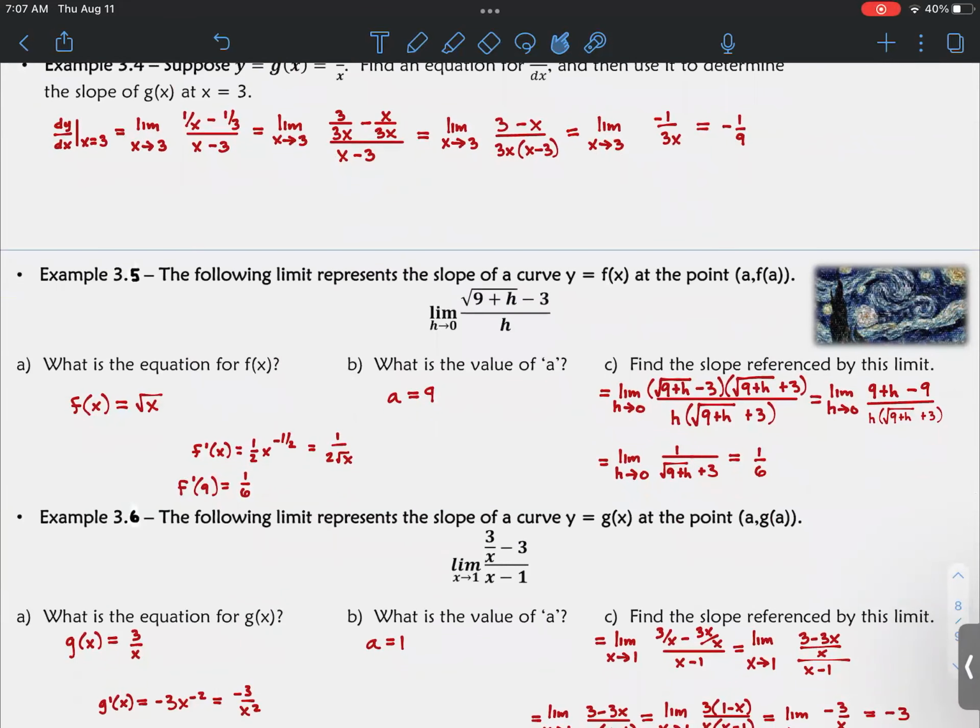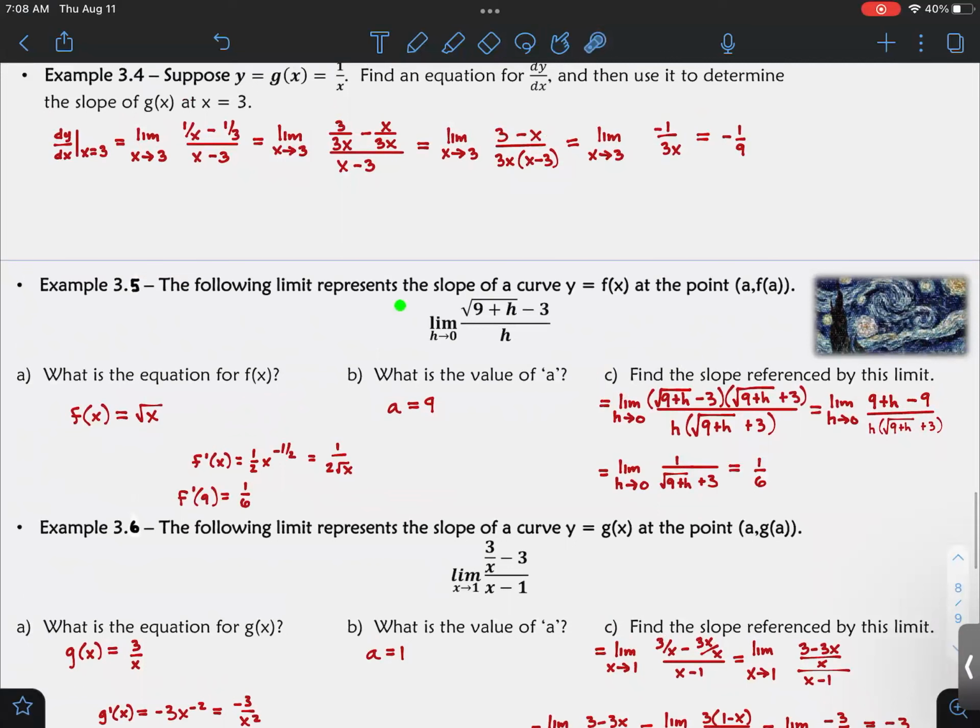Example 3.5, I threw this one in here because this is another fairly common multiple choice question on the AP test where they don't come right out and tell you that you're looking at the limit definition of derivative, but they do expect you to recognize it. That's one of the ways that they test you to make sure you know the limit definition. So it might just say, hey, here's the limit, figure it out, right?